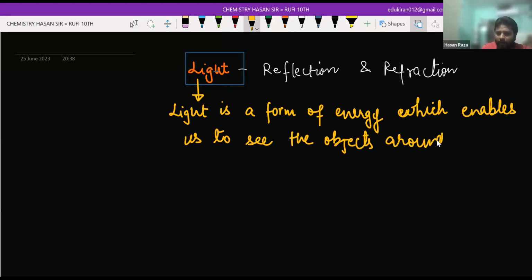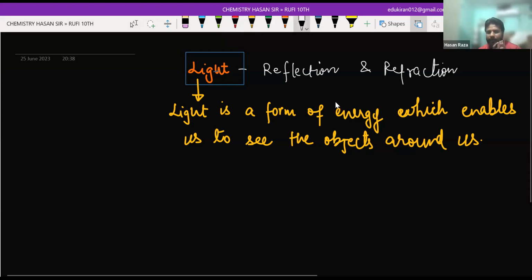So basically, if you are in a completely dark room, you will not be able to see anything because there is no light. If there is light, it will help us to see the objects around us. There will be reflection that helps us to see the objects, and without light, there will be no reflection. So the complete definition of light is that it is a form of energy which enables us to see the objects around us. In this way, we can define light.